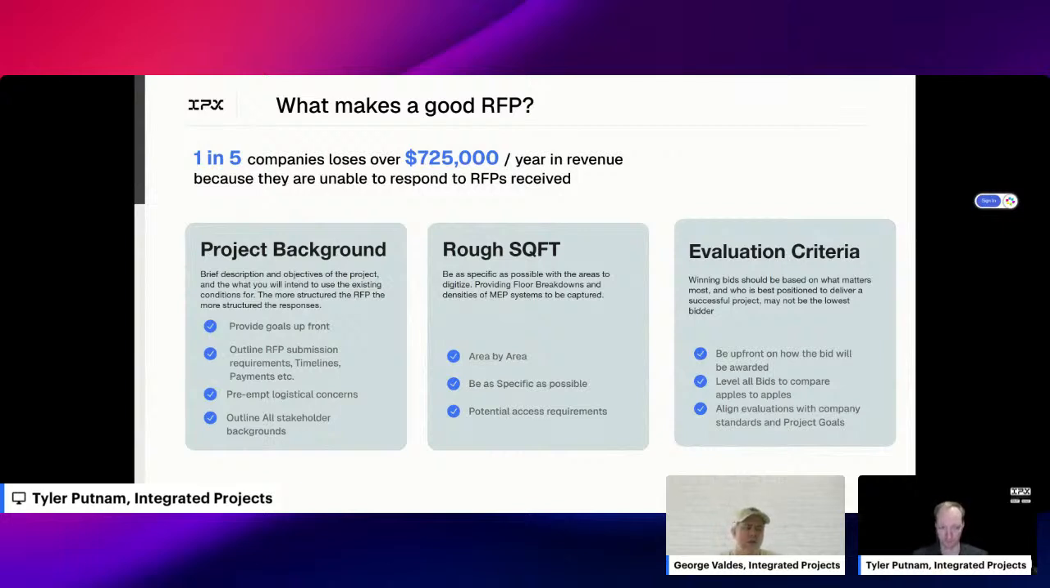And so we're going to walk through a couple of different sections here that really make for a good RFP. And at the end, we'll also share some assets that will help folks do that. But really important to start is a very good project background. So setting the context: where is this project located? What does the site encompass?